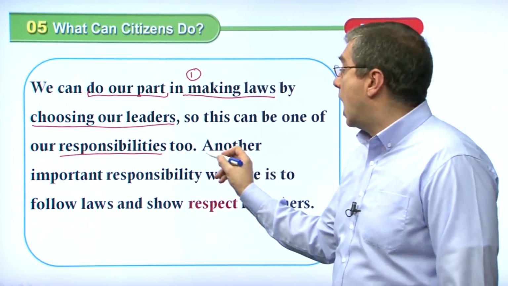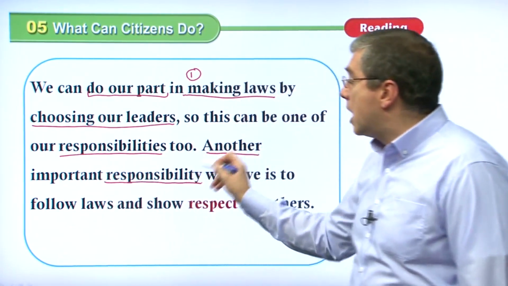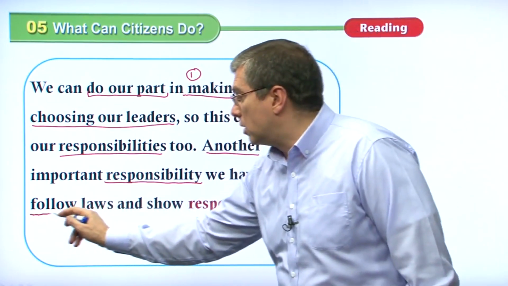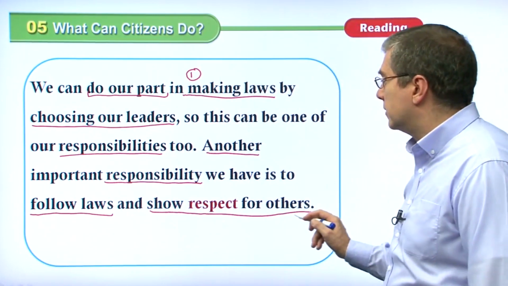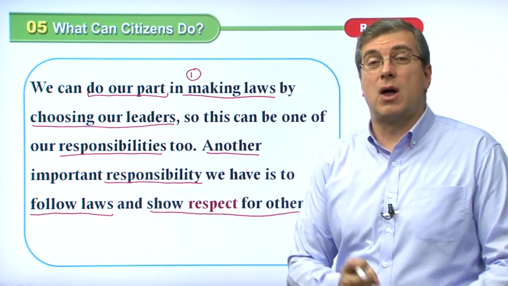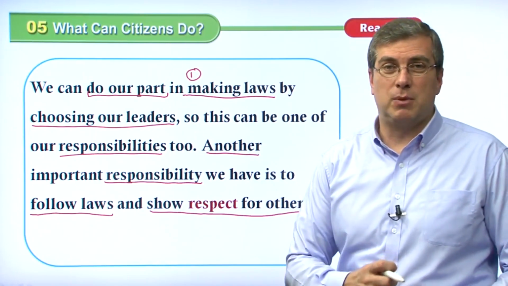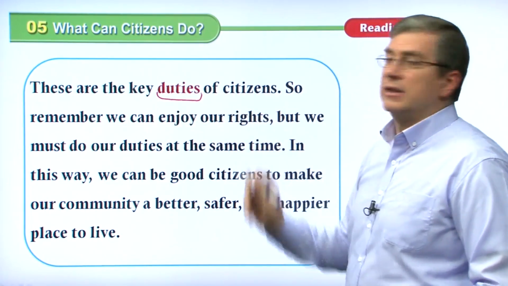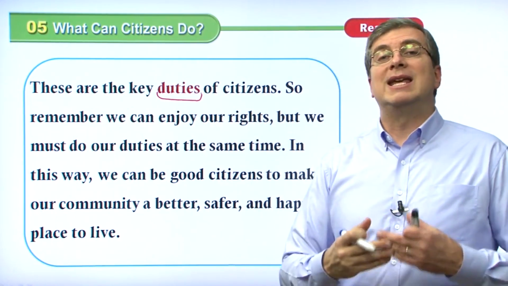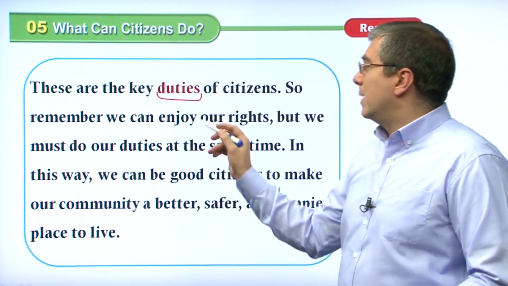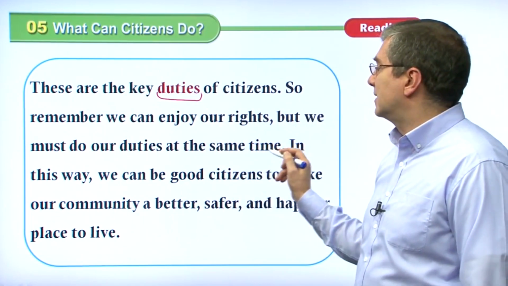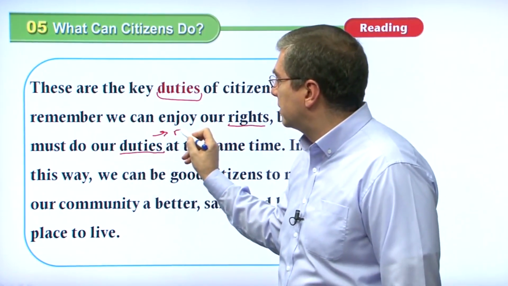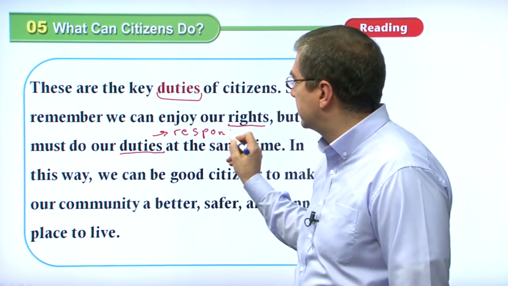We see other responsibilities here. Another important responsibility besides making laws that we have is to follow laws and show respect for others. Those are other responsibilities that we have. Okay, these are the key duties of citizens. So citizens have things that they must do. So remember, we can enjoy our rights, but we must do our duties at the same time. So remember, we have rights, we also have responsibilities. And as I said before, duties and responsibilities are almost the same. Responsibilities.